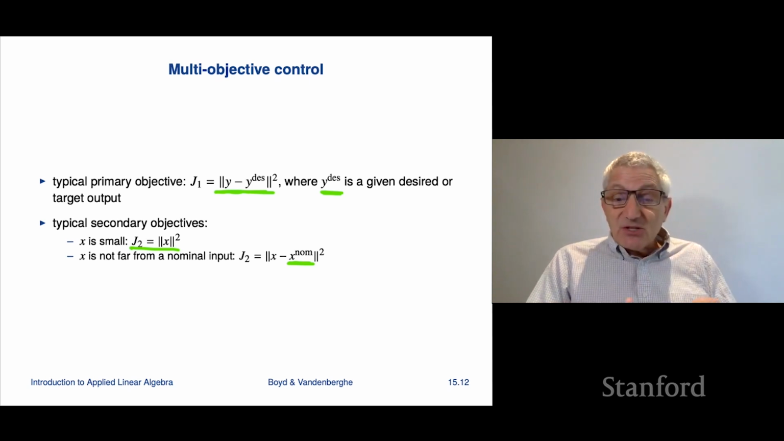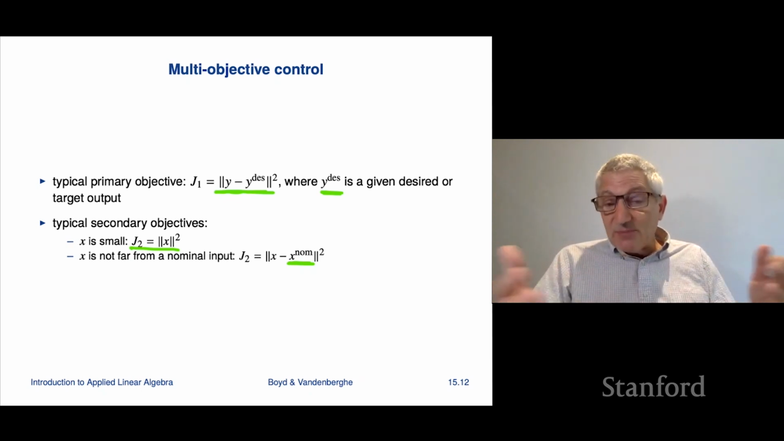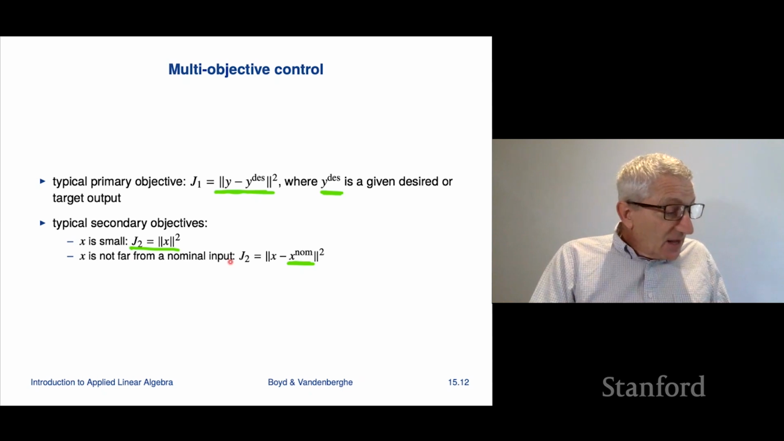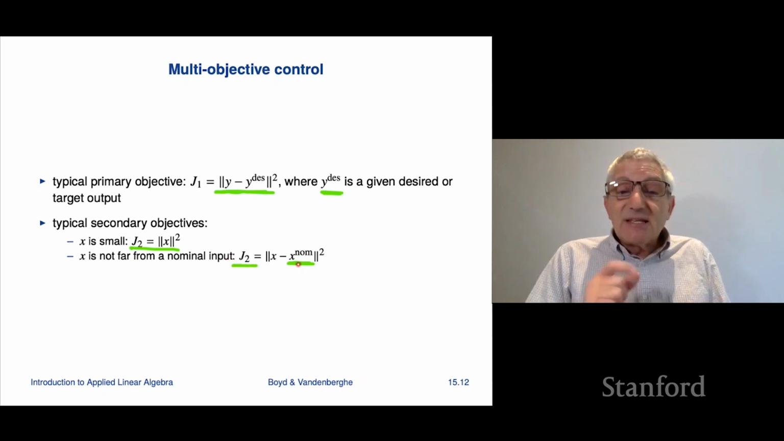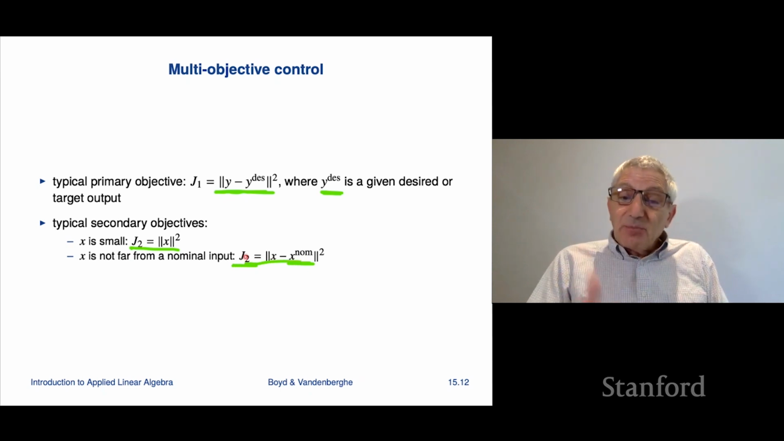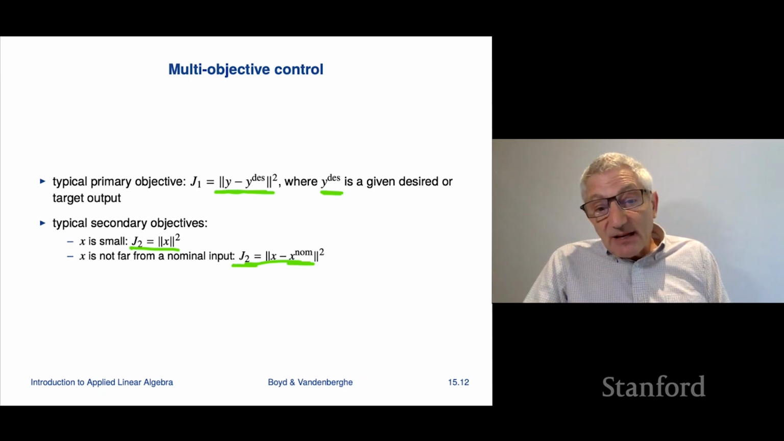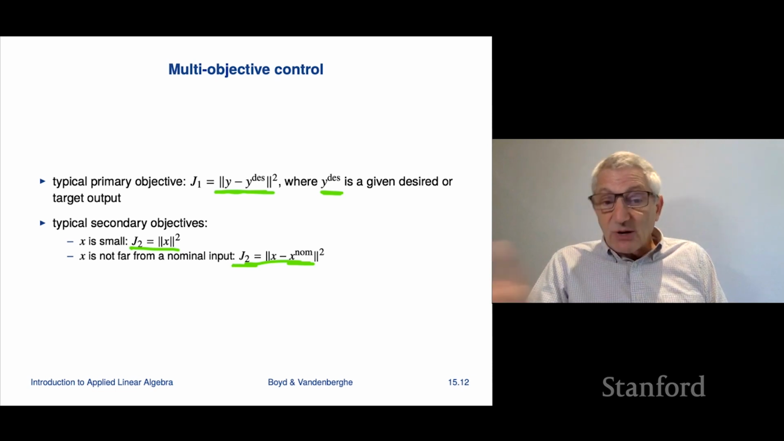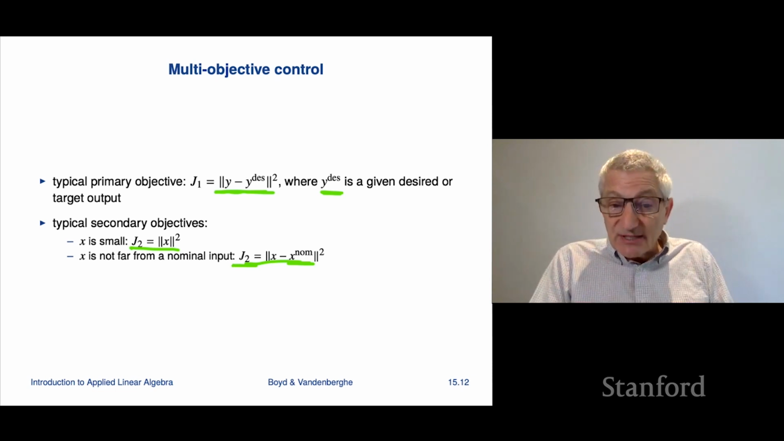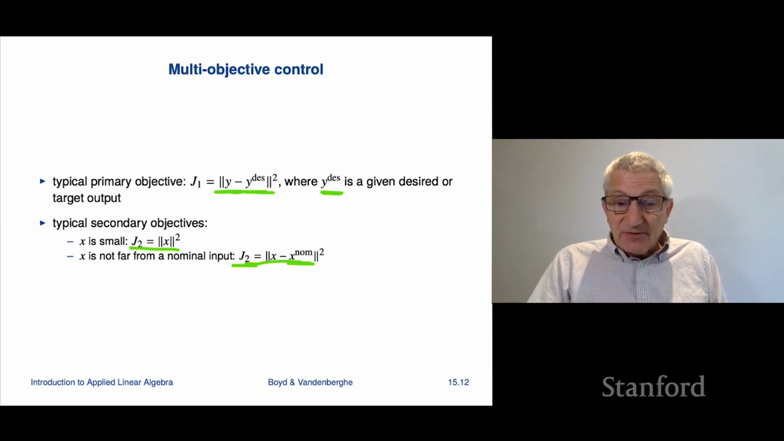By the way, this comes up in sequential control, where you do this every period or time step. A lot of times your x nom is the previous control action. So what J2 says is, please do what I want to happen, but at the same time, please make my control action this time close to what it was last time. That encourages smoothness of your control actions over time. So this is the idea in multi-objective control.